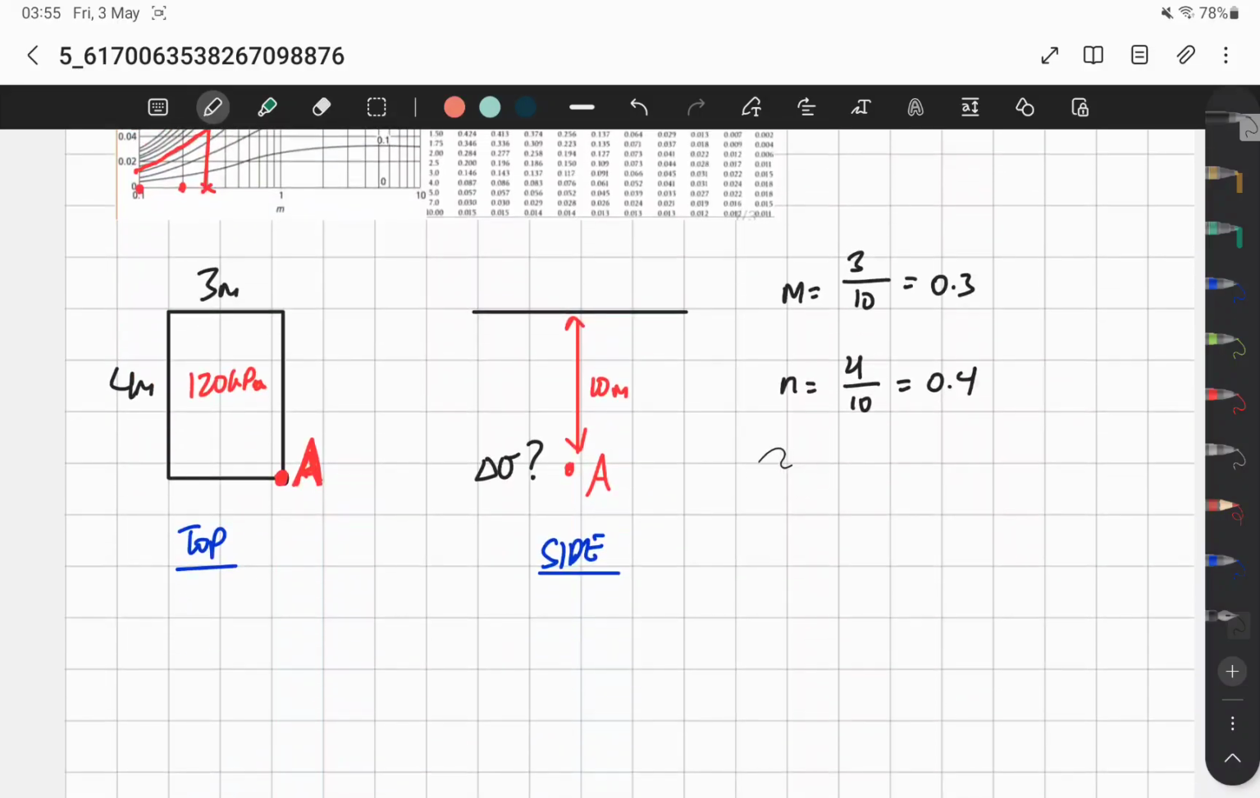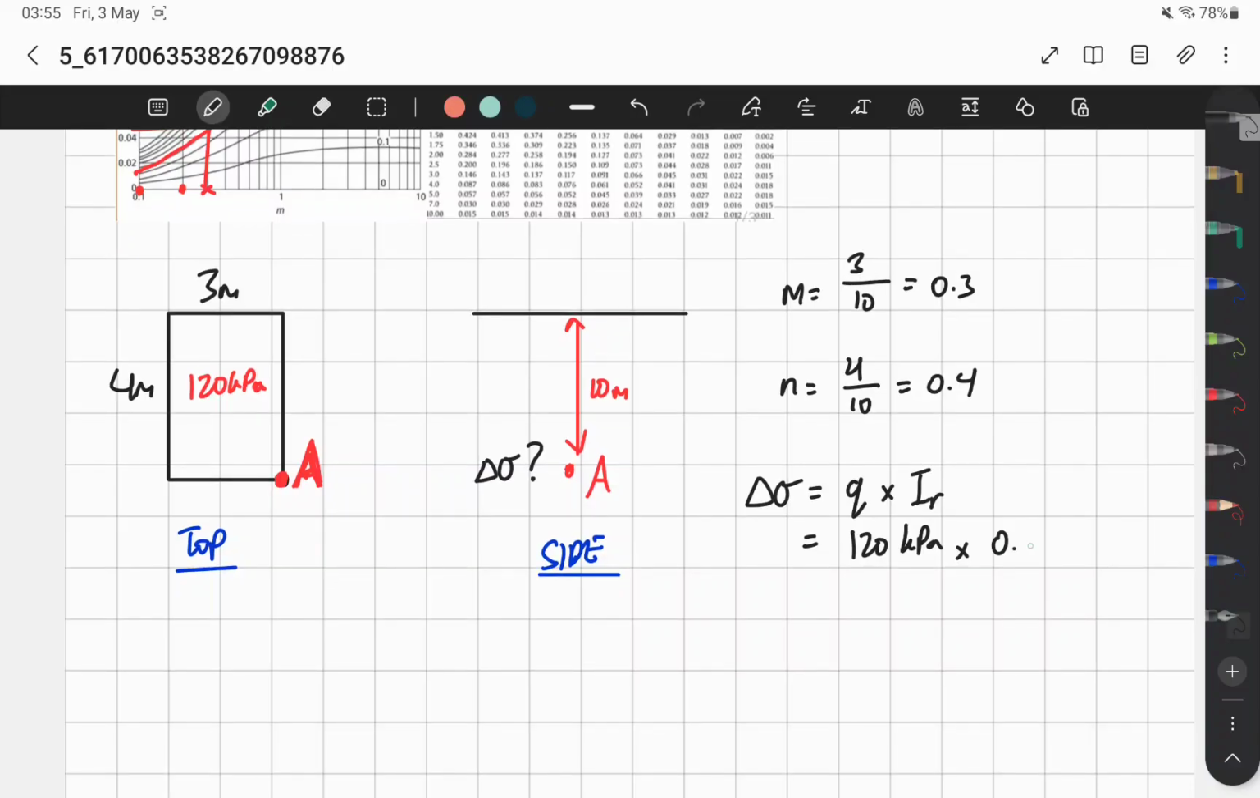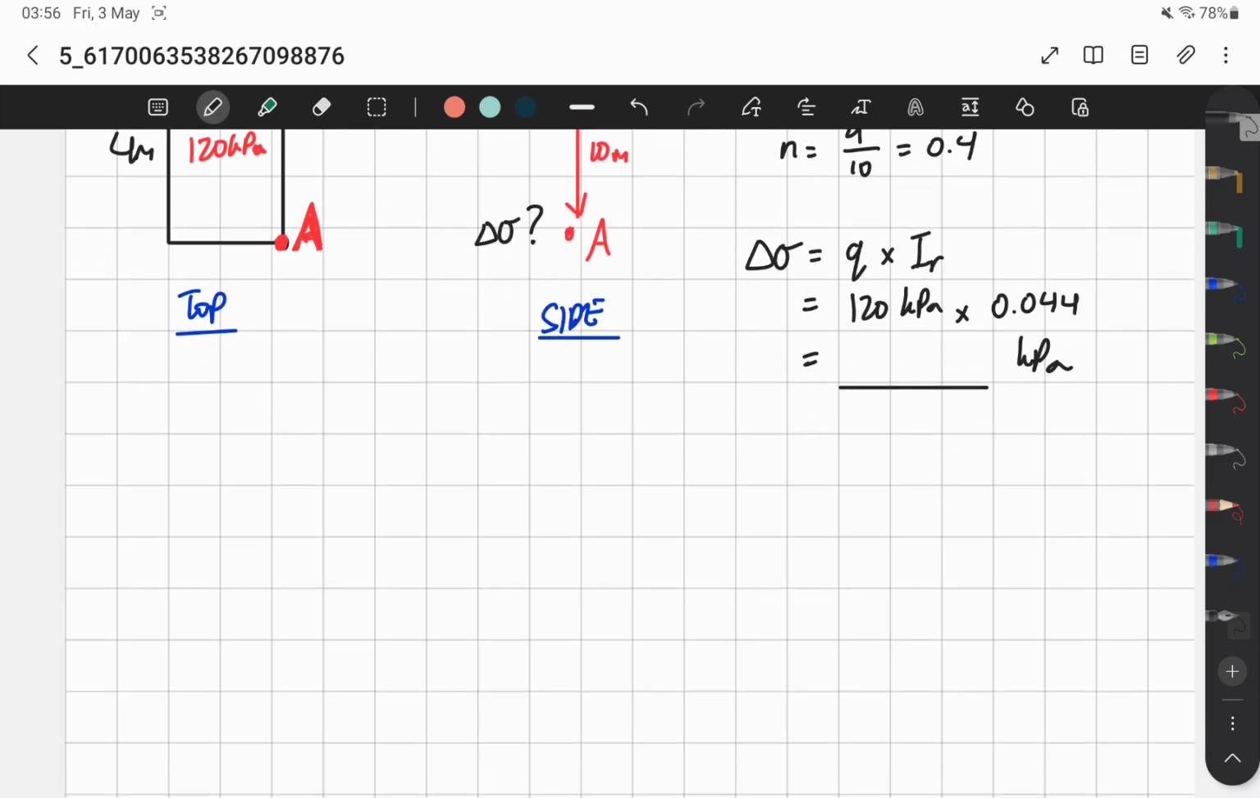So what's the change in stress? It's actually your Q times IR. So Q here is your 120 kilopascals multiplied by the IR, which we just found is 0.044, and that's your answer in kilopascals. That's the change in stress.